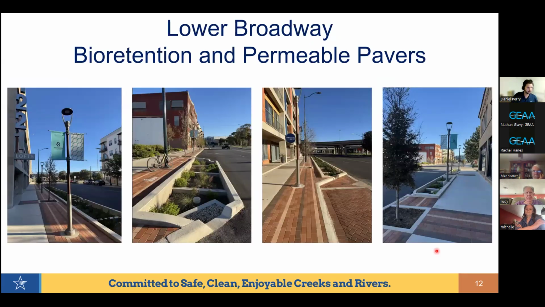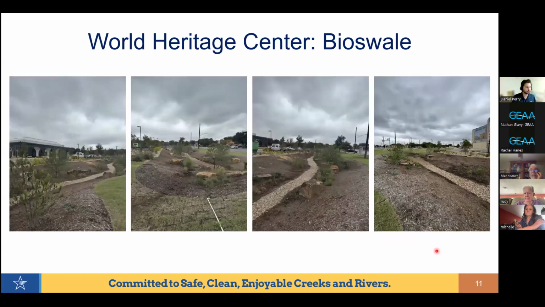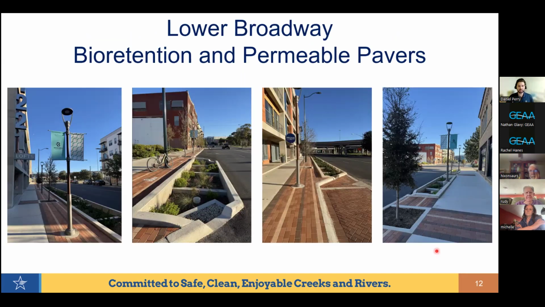Some other examples are along Lower Broadway. So we have our bioretention area and our permeable pavers. Bioretention is very similar to the bioswale here, but it's a smaller land area. So it also is designed to collect and absorb rainwater, and it uses the plants and the soil and the mulch to filter out the pollutants and slow down runoff while cleaning the water. But it also helps the flooding if you were to put these in line and in a lot of areas throughout the city.